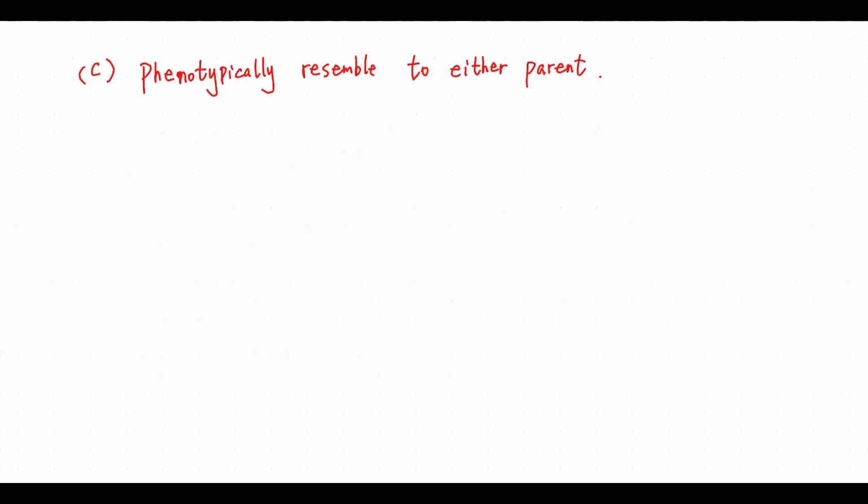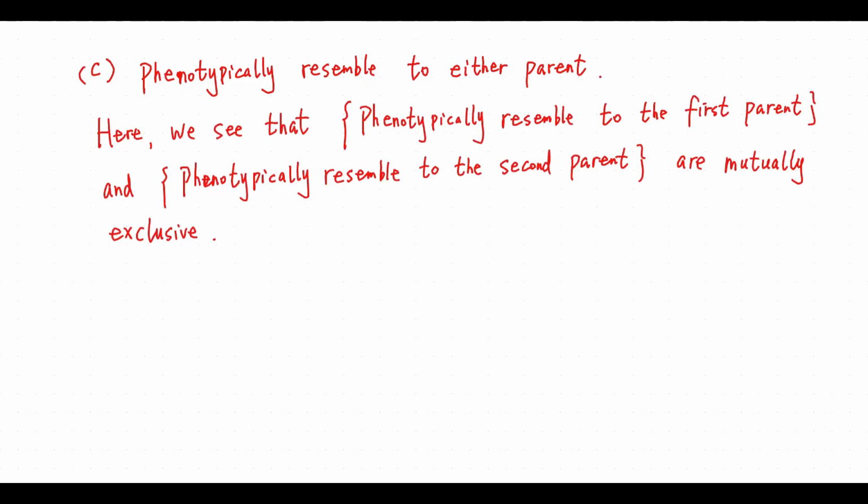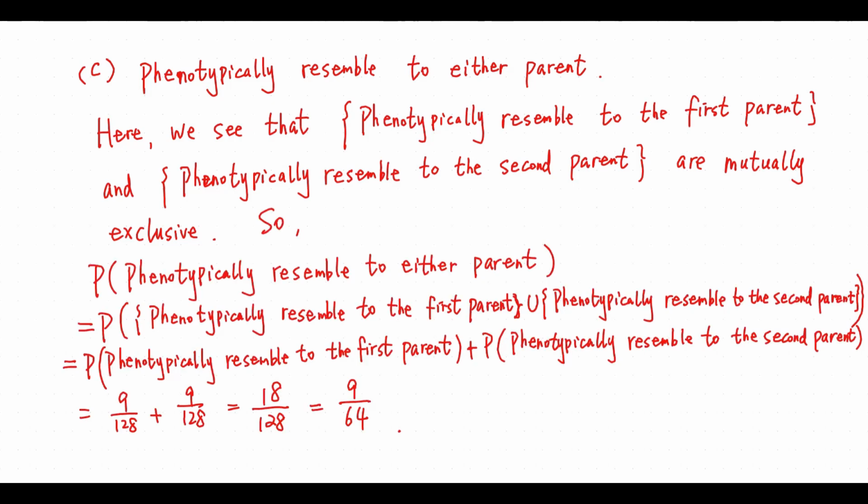Case C, phenotypically resemble either parent. Here, we see that phenotypically resembling the first parent and phenotypically resembling the second parent are mutually exclusive. So the probability for phenotypically resembling either parent equals 9/64.